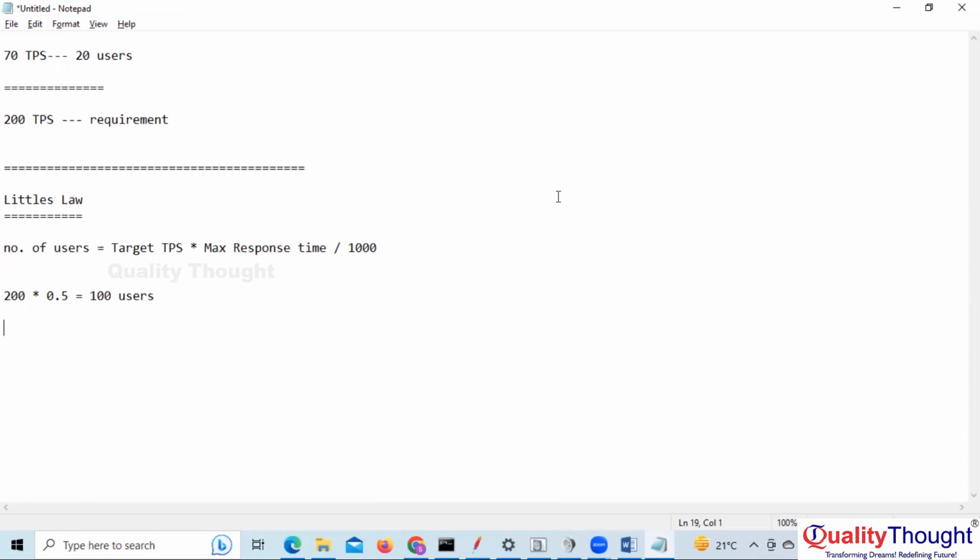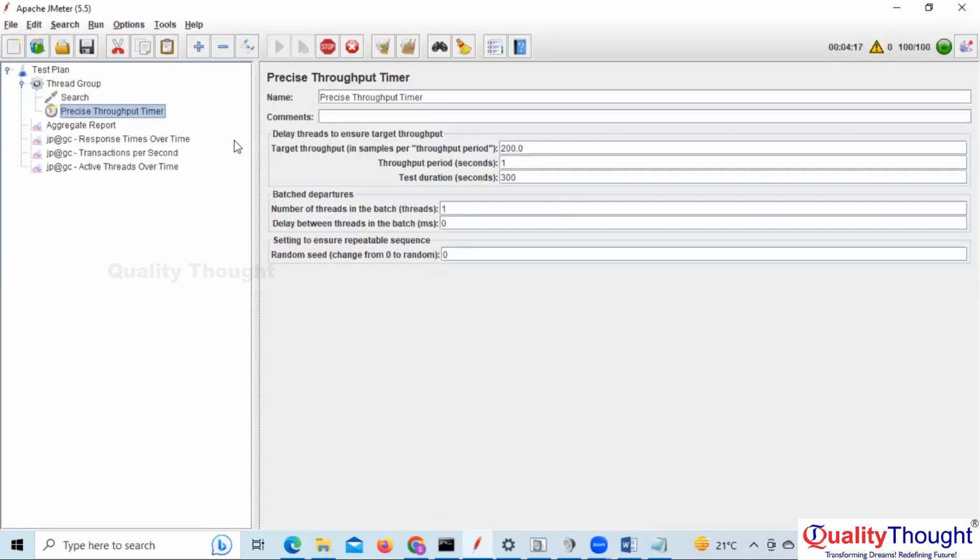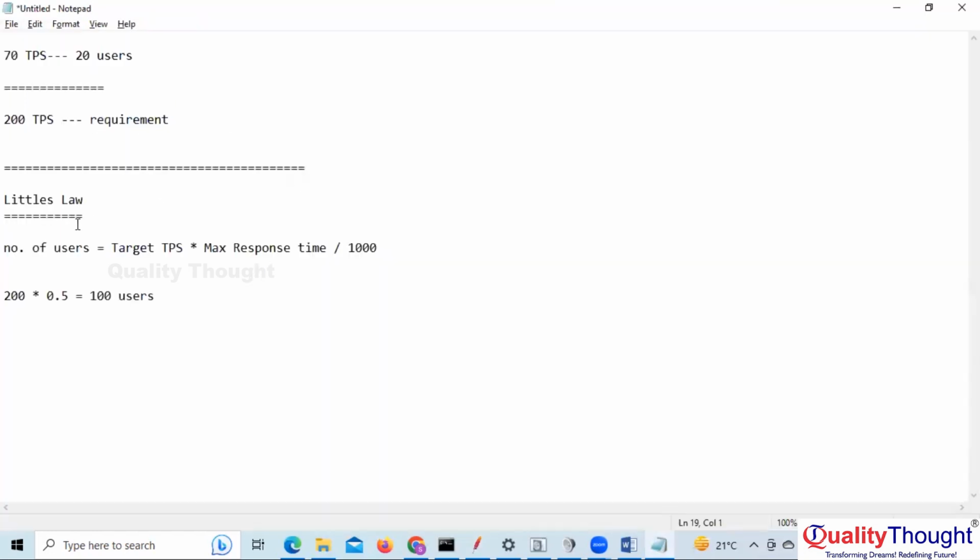Targeting this target TPS, is it called stress testing, or stress testing is different? Or like here our focus is to meet. No, this is load test. This is not stress test, because you are trying to achieve your target throughput. Okay. You need to underline this target throughput.